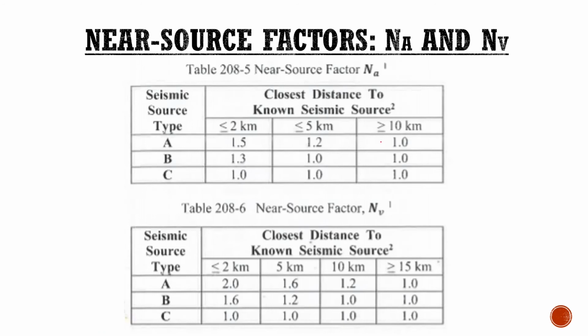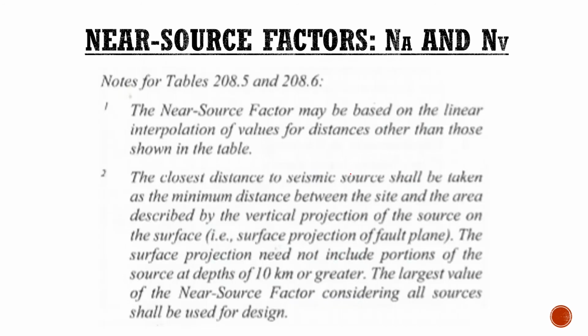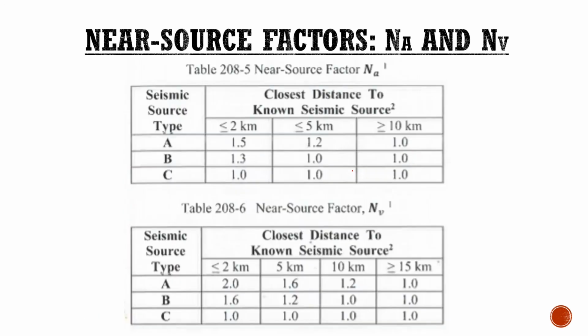In NSCP, NA has no 15 kilometers, while NV has 15 kilometers. NSCP is easier to understand. Tables 208-5 and 208-6. Again, for A, if more than 10 kilometers, it is 1. And again, for 8 kilometers, interpolation. For example, 3 kilometers, interpolate. The same with NV.